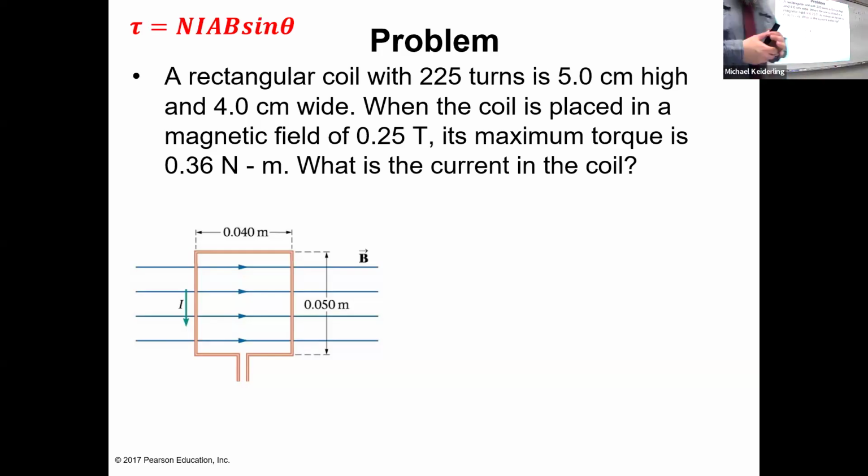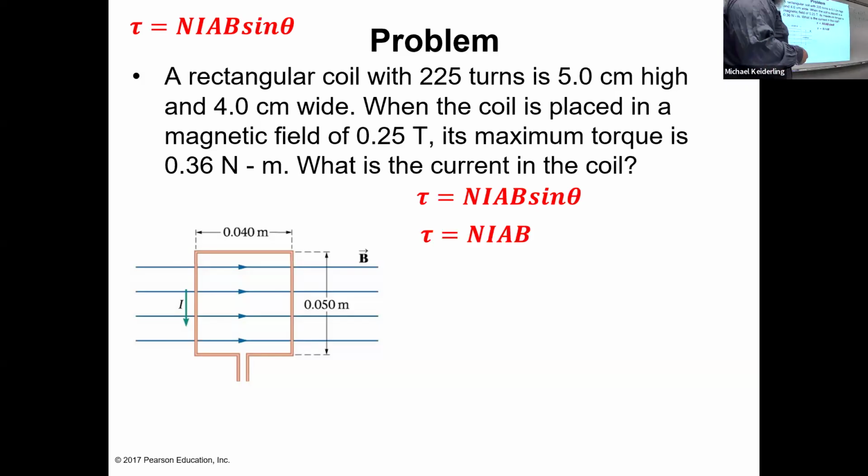So, got a few minutes to work on this. Torque is N times r cross F, which is N times current times area times magnetic field times the sine of the angle. Maximum torque will be when the sine of the angle is 1. So maximum torque is N times current times area times magnetic field. So let's plug in our values.